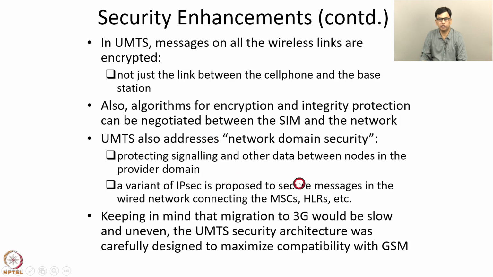Keeping in mind that migration to 3G would be slow and uneven, the UMTS security architecture was carefully designed to maximize compatibility with GSM. So we'll see that just like GSM, UMTS also consists of two phases. One is the authentication phase and the other is the encryption and integrity phase. The authentication handshake is very similar to that in GSM.